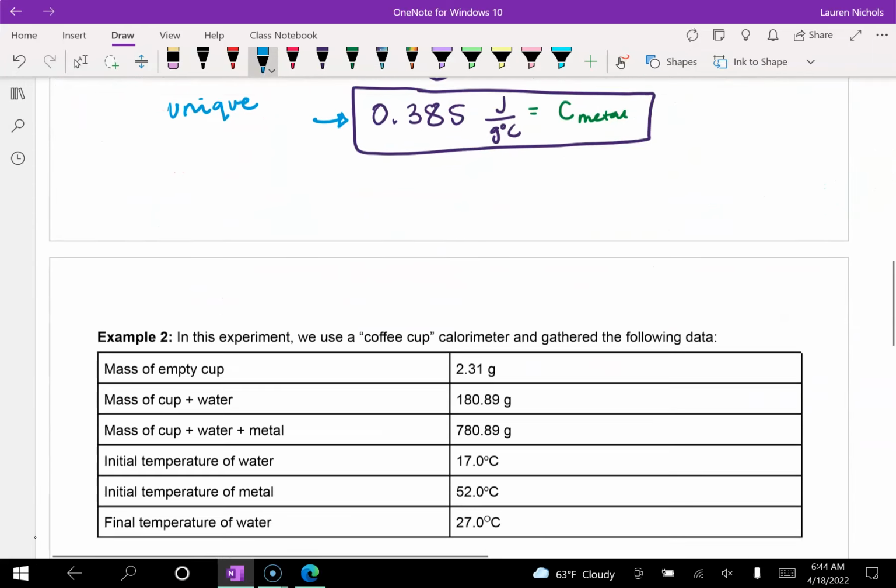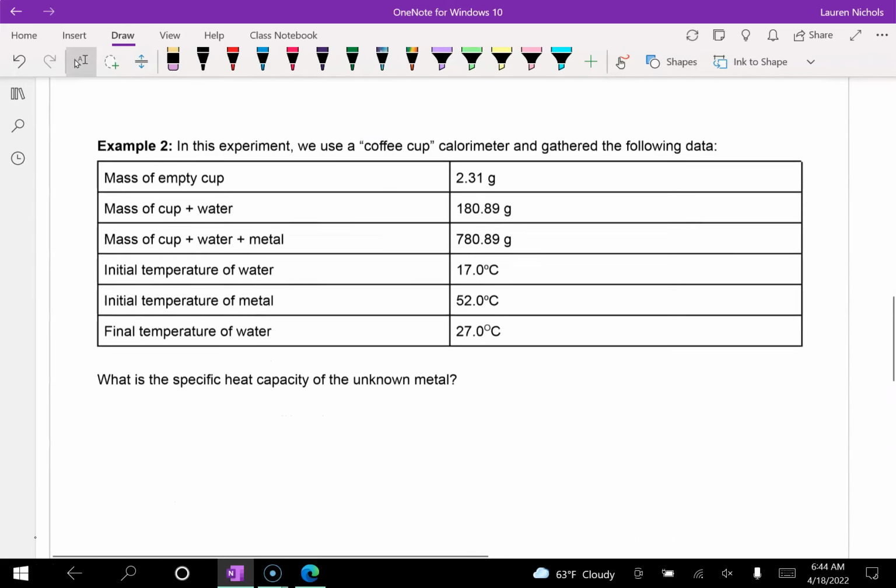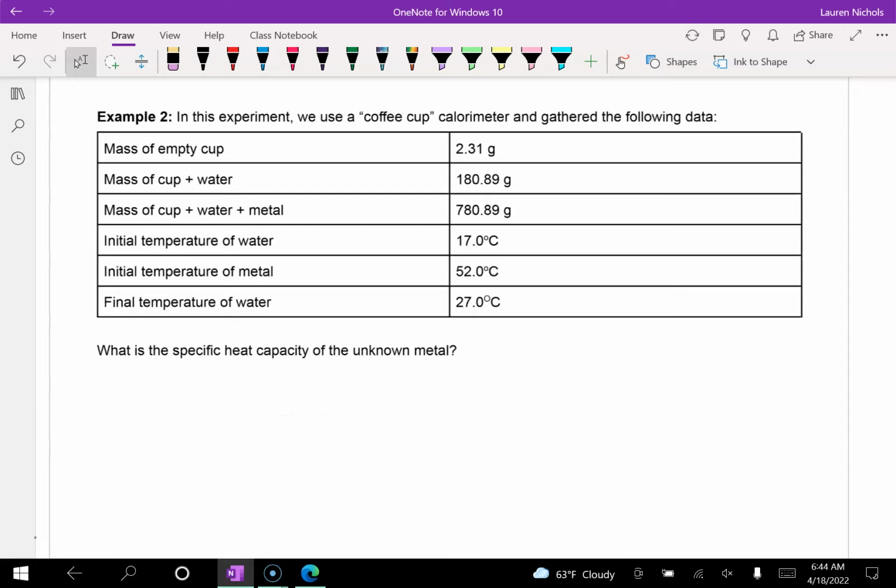Let's take a look at example number 2. So this is just another way of looking at it, but in a slightly different way. Our data is already given to us in a chart, which is nice because it's already organized. So we know the mass of the empty cup. This is going to be similar to what we do in our lab, well, a different lab. The mass of the empty cup, the mass of the cup plus water.